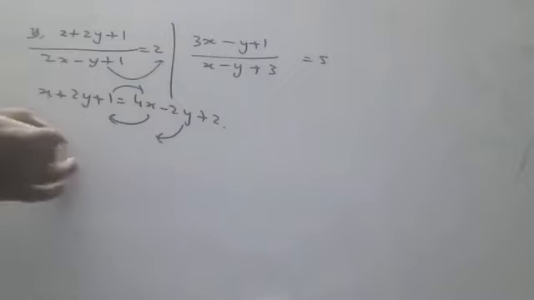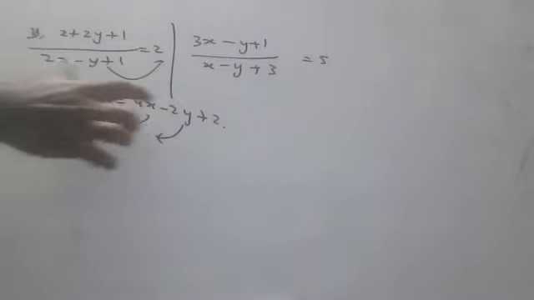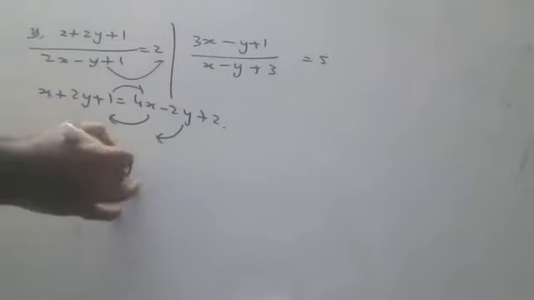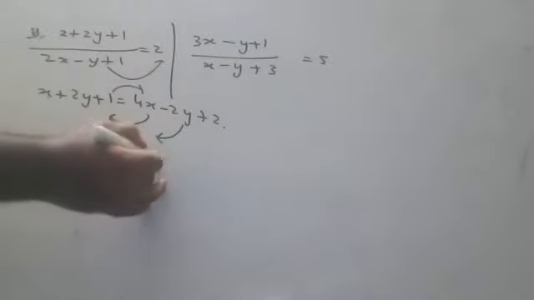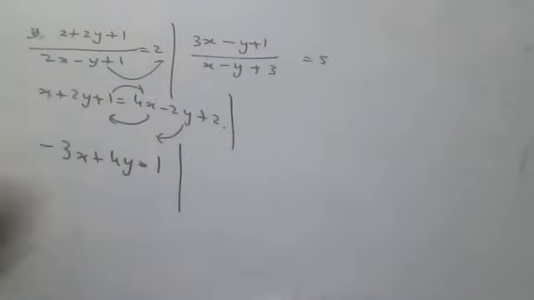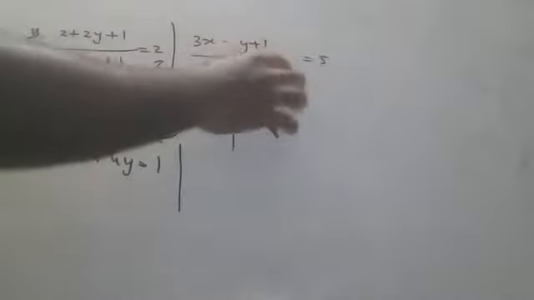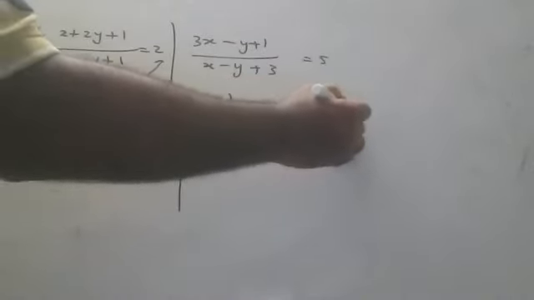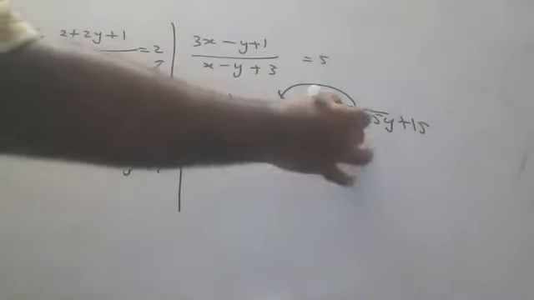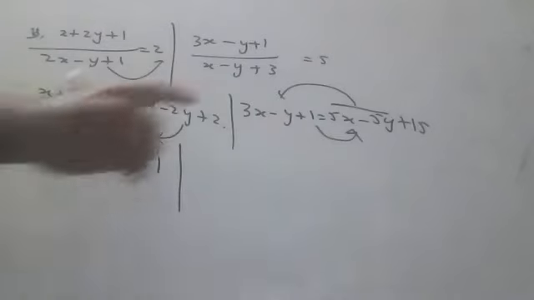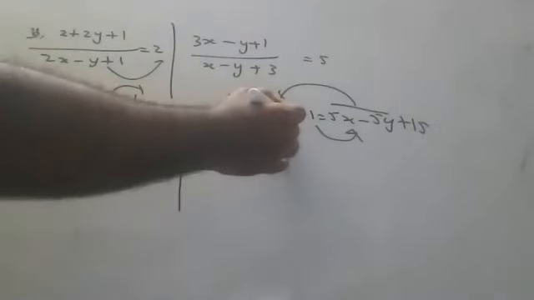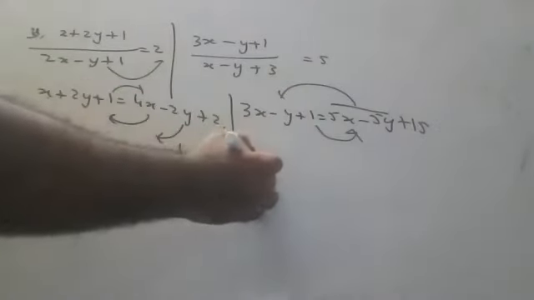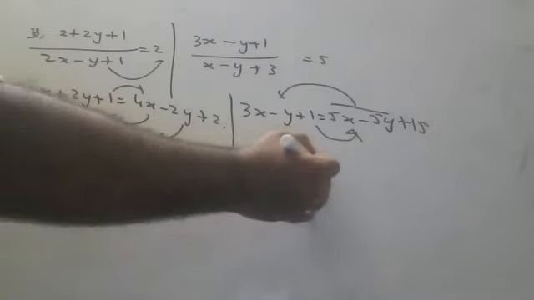X minus 4x is minus 3x, children. 2y plus 2y is plus 4y. And 1 will go there. 2 minus 1 is 1, children. This is over. Okay, now go for cross multiplication of this. 3x minus y plus 1 is equal to 5x minus 5y plus 15. Bring x on one side, y onto the other side, children. 3x minus 5x is minus 2x. Minus y plus 4y is plus 4y is equal to 14.